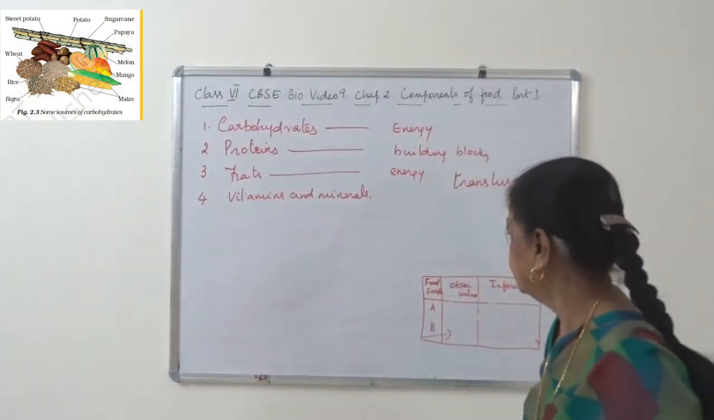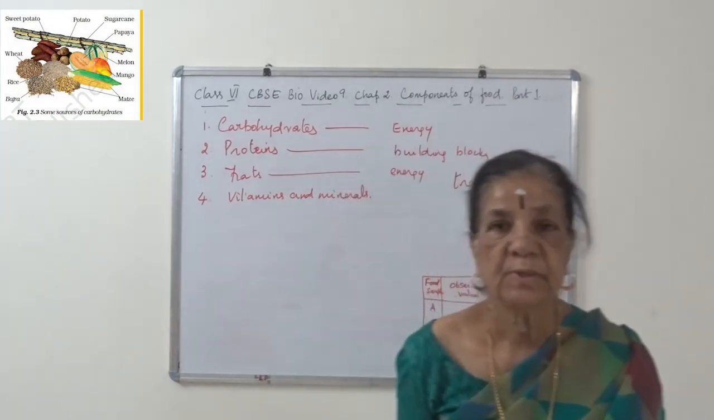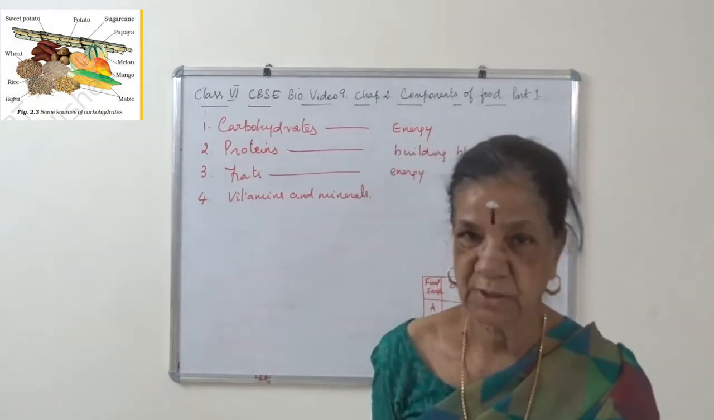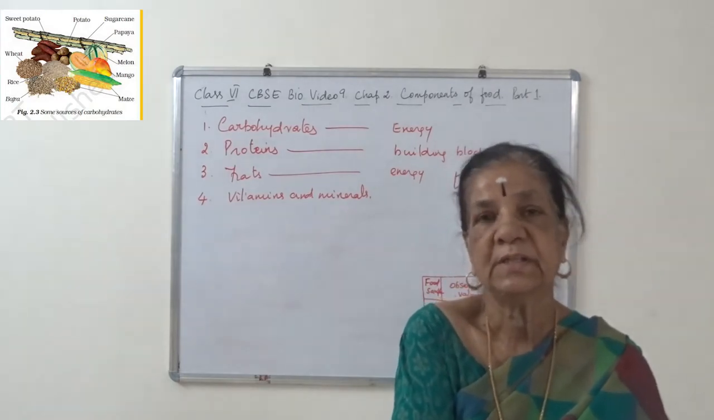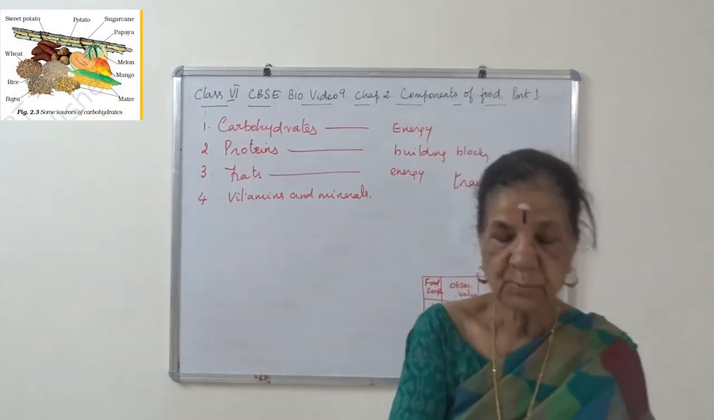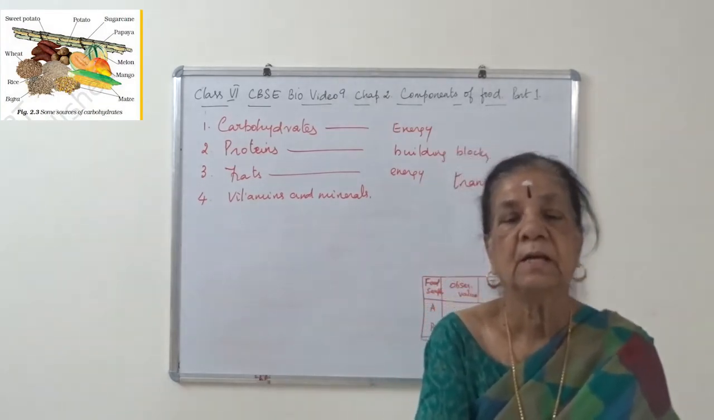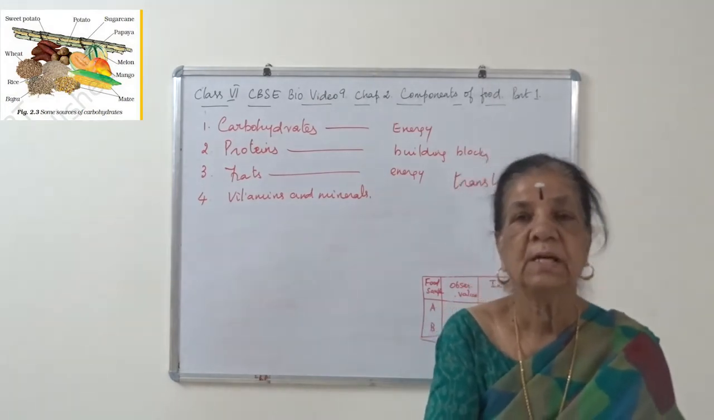We'll continue. Test for fat. Aim: to test the presence of fat in the given food sample. Today the sample is an oily substance, very simple. Materials required: paper with a smudged oil, and a bulb with the light available.